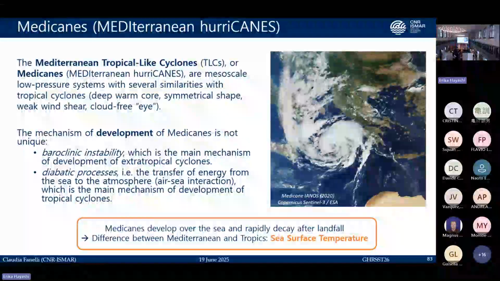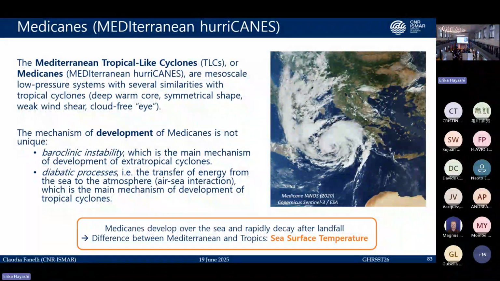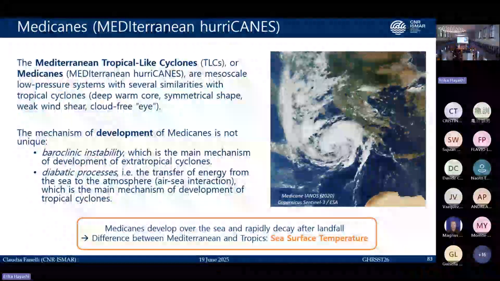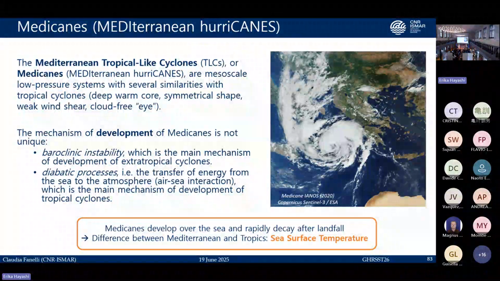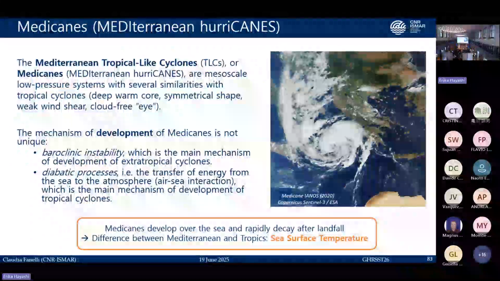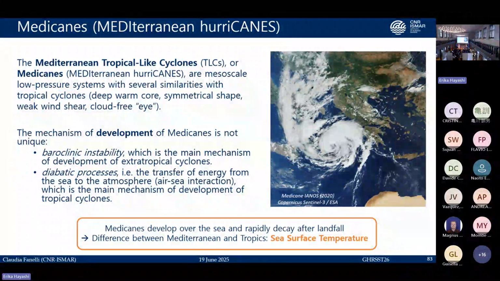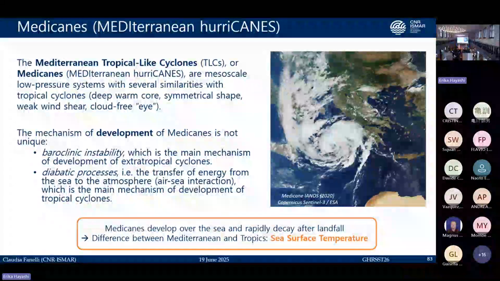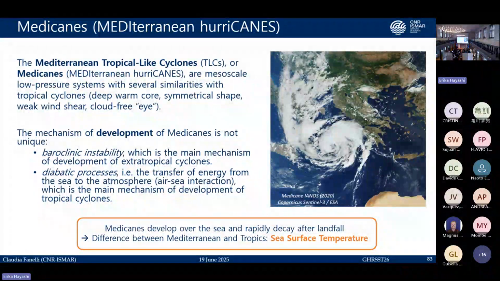The mechanism that triggers the development is not unique. Some of them, actually a minority, develop due to baroclinic instability, which is the main mechanism of development of extratropical cyclones: cold air masses coming from the polar region and warm masses coming from the tropics encounter each other in the subtropics, and they can cause extratropical cyclones.